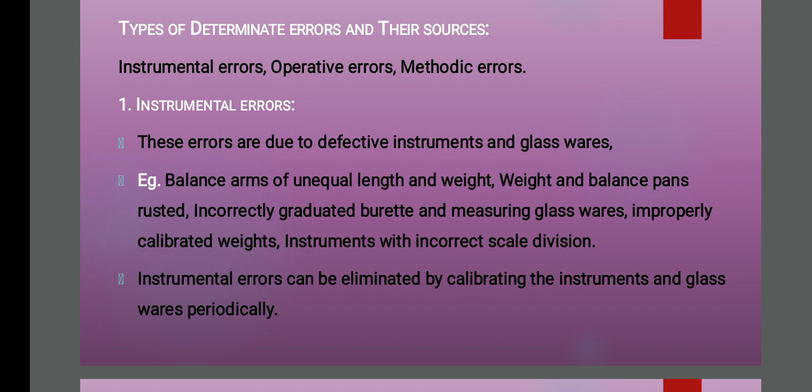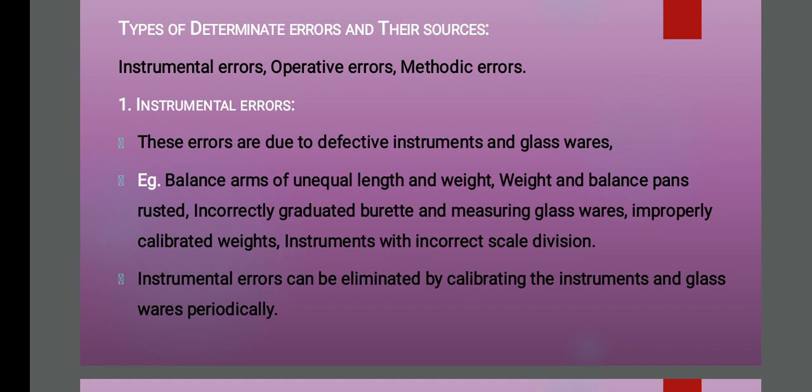If you take a weight, the weight won't be an accurate weight. So this is said to be instrumental error. How to overcome this instrumental error: what you have to do is calibrate the apparatus and the glasswares periodically. Once in 2 months, or once a year, you have to calibrate the instrument and check whether it is giving the correct reading. If it is not giving properly, you have to replace it with another one. So by proper calibration, you can avoid this instrumental error.